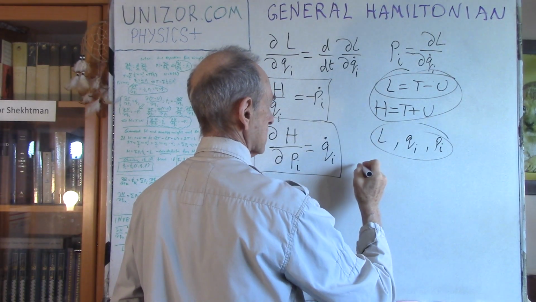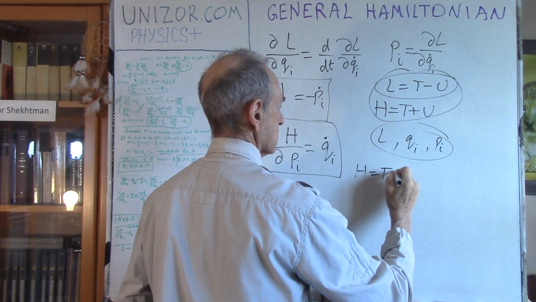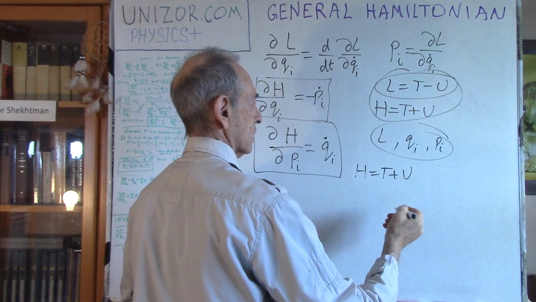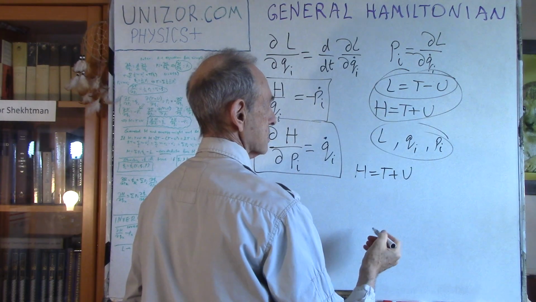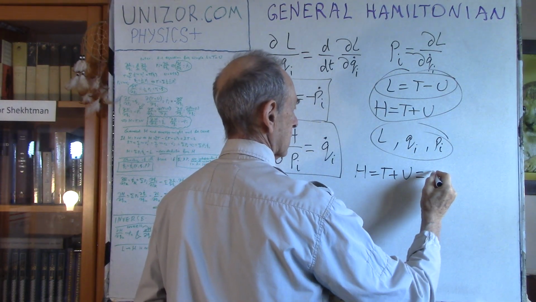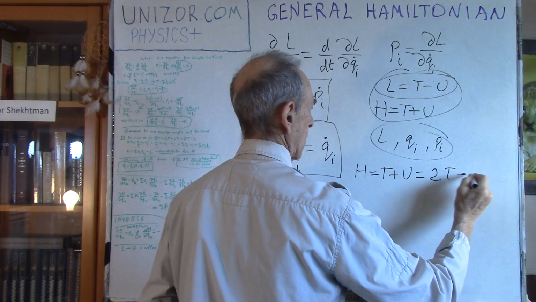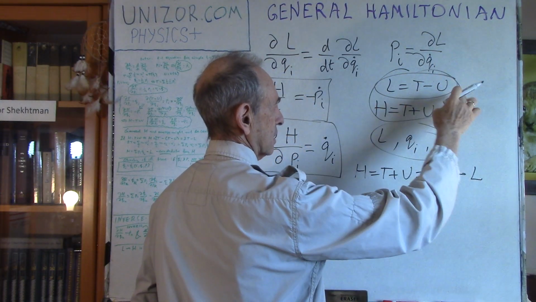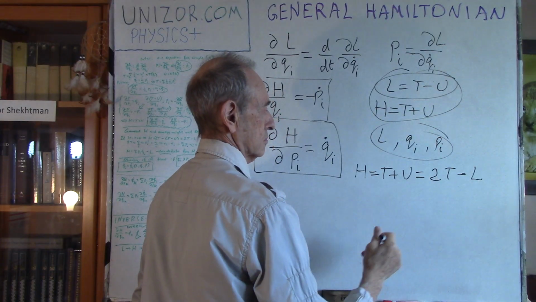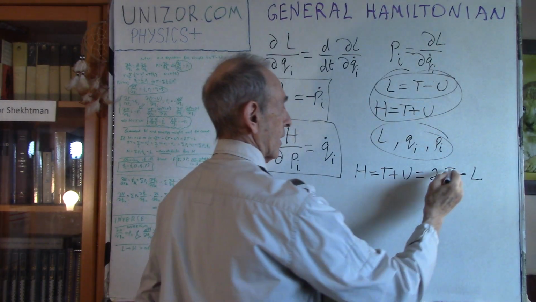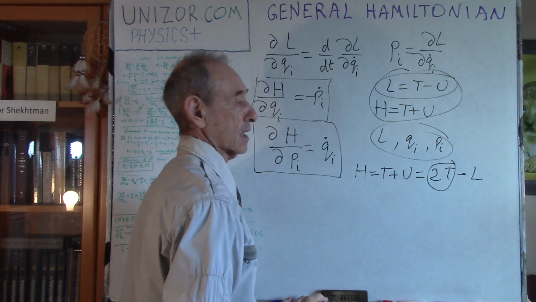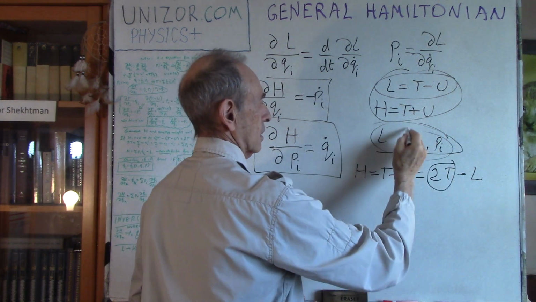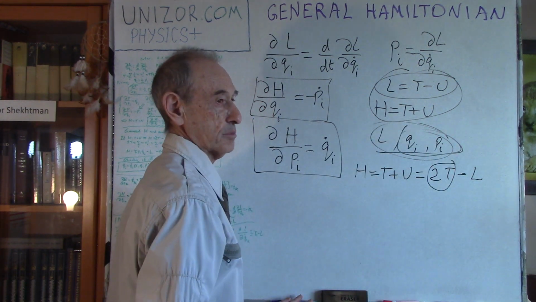How can I express H, which is T plus U, in terms of the Lagrangian? Well, the Lagrangian is T minus U. So I can actually put it 2T minus Lagrangian, right? 2T minus T plus U would be T plus U. That's simple, right? Now I have to express the kinetic energy in terms of basically q and p.